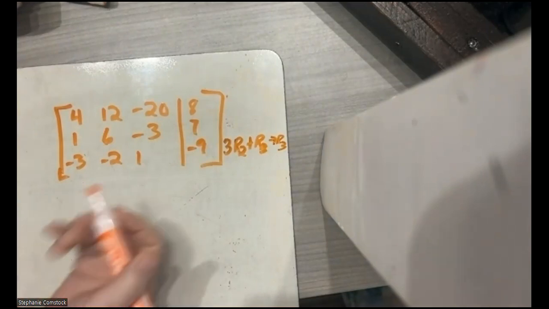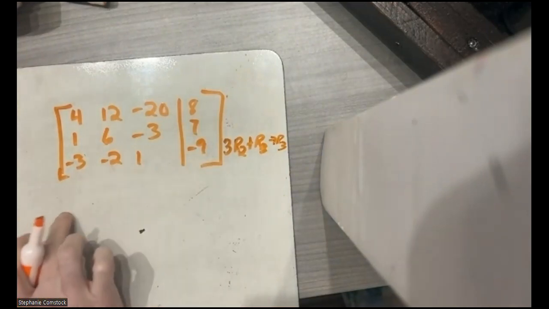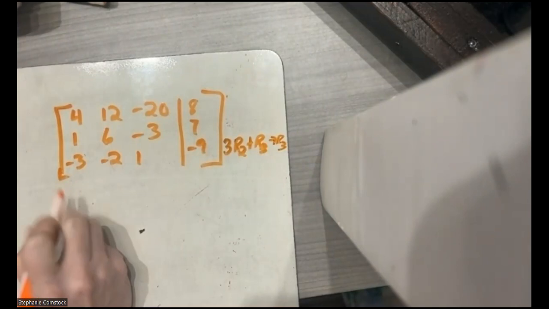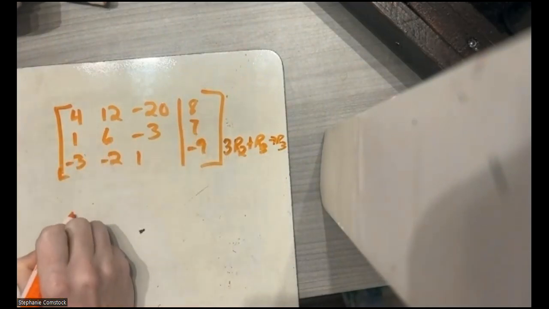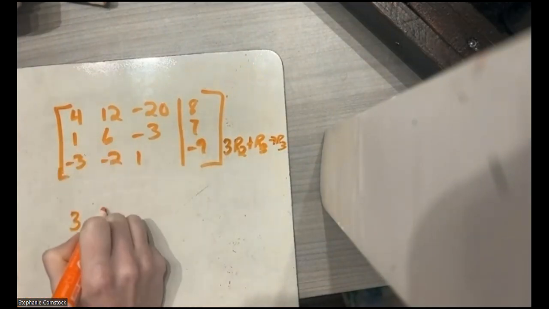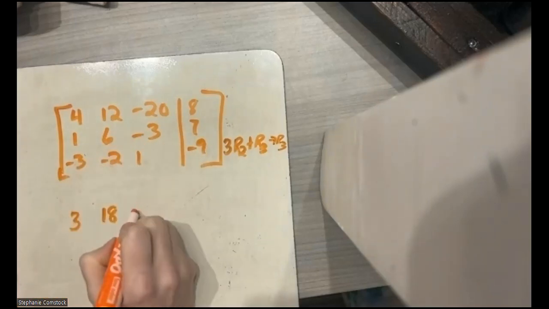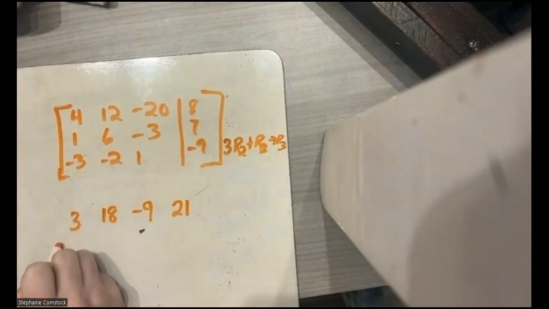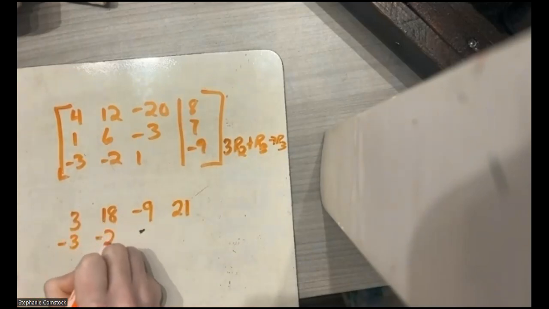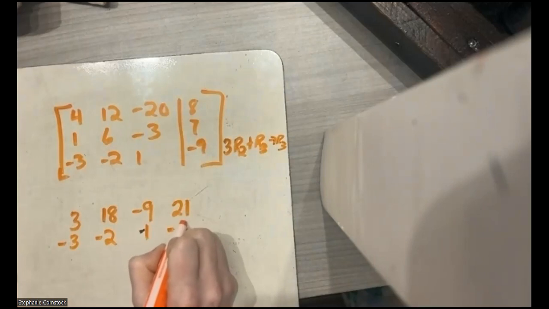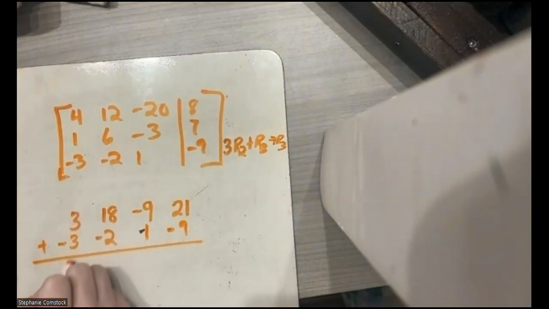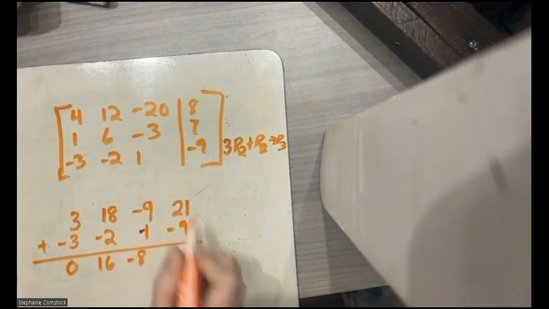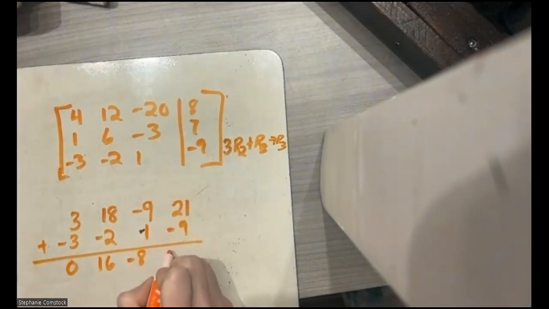Now, I don't trust myself to do all the math at the same time, so I'm going to do myself a little cheat card right here. So I'm going to do 3 times row 2, so that's 3 times 1 is 3. 3 times 6 is 18. 3 times -3 is -9. And 3 times 7 is 21. And then I'm going to put my row 3 right underneath it, and I'm going to add. So that's going to give me 0, 16, -8, and 12.